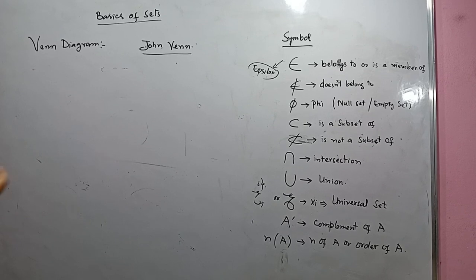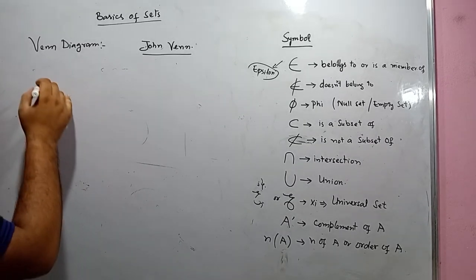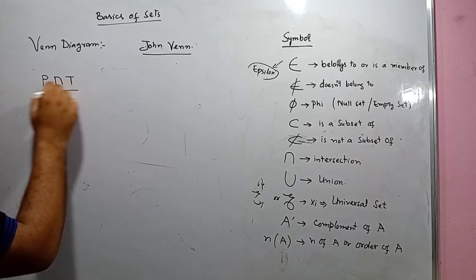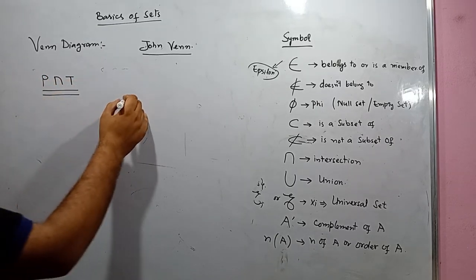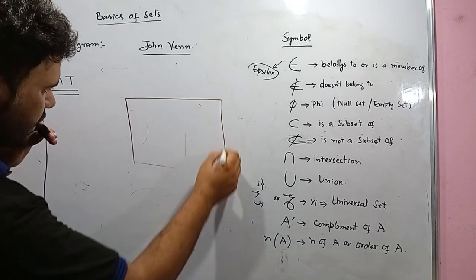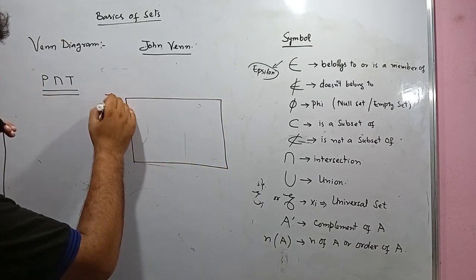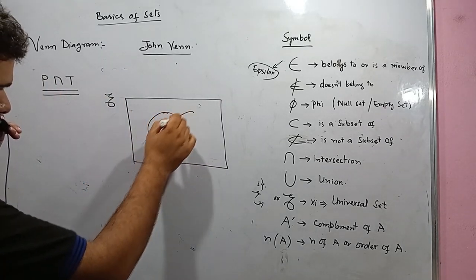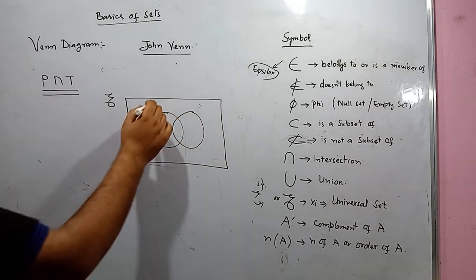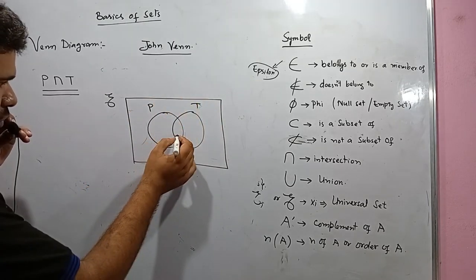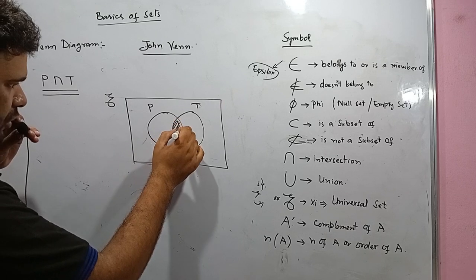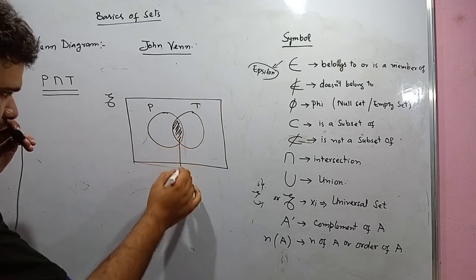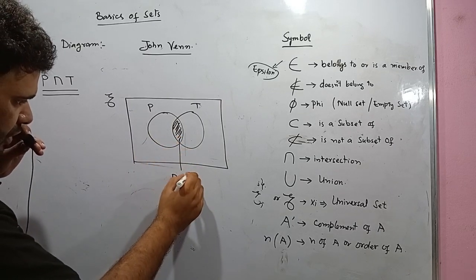Now next we will see how to show the intersection of sets in a Venn diagram. If P intersection T, this information I have to show on a Venn diagram. I will draw first the rectangle. This is the Xi. Then there is an intersection, so I will draw two circles overlapping. This is P, this is T. You can see this portion belongs to P and belongs to T also. So this portion is the intersection, P intersection T.